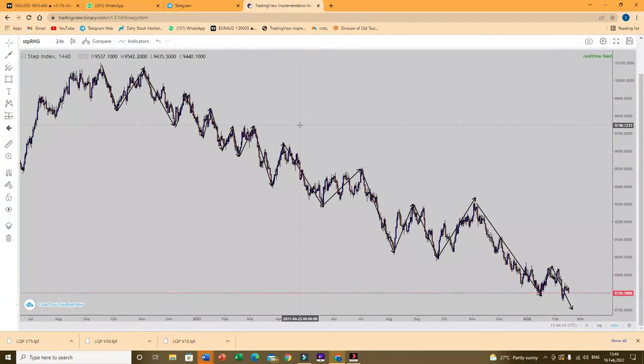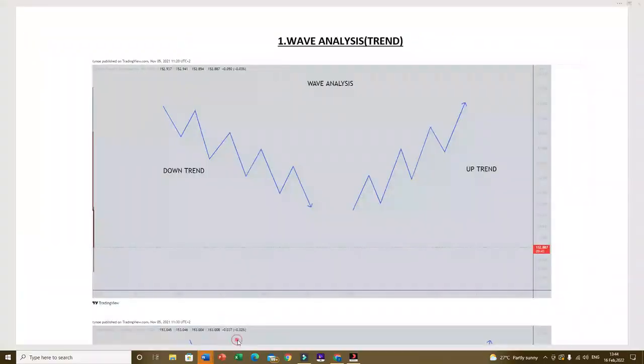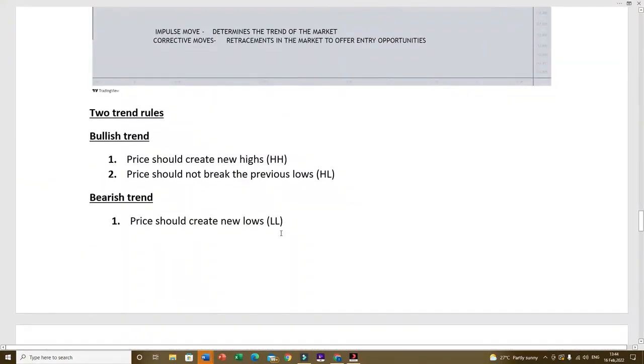So the first thing that you should do whenever you are analyzing market structure is to determine whether you are in an uptrend or downtrend. And how do you determine your waves? I have told you the rules. I've shown you the rules that you use. So the rules are very, very simple.